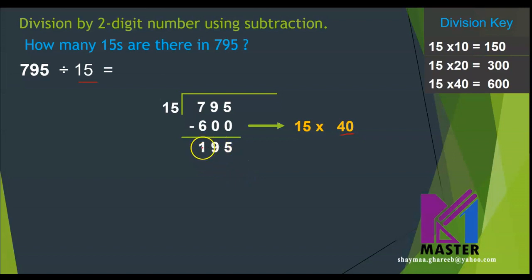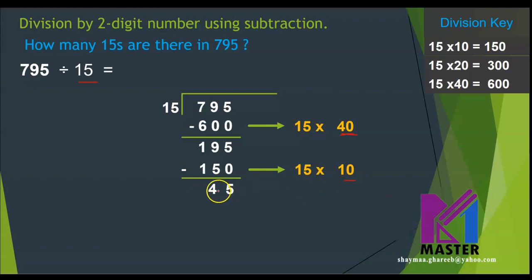I have 795, and I need to find how many 15s are there in 195. So which number could I subtract? The 150. The 150 is 15 times 10, or 10 15s. So far I found 40 15s and 10 15s. How many is left? We have 45 left.